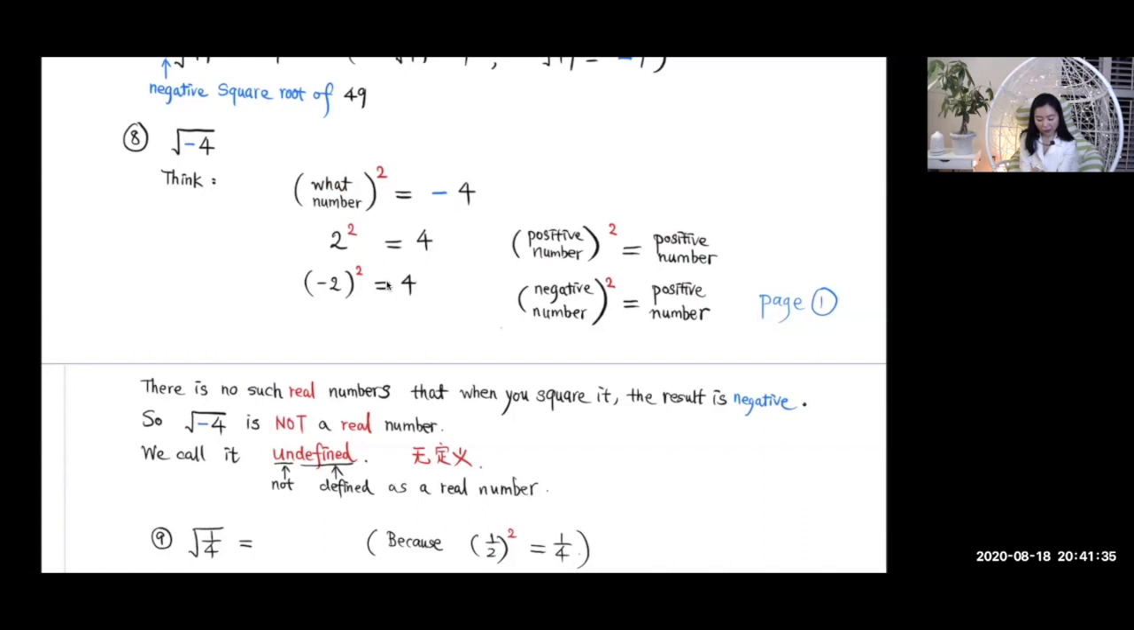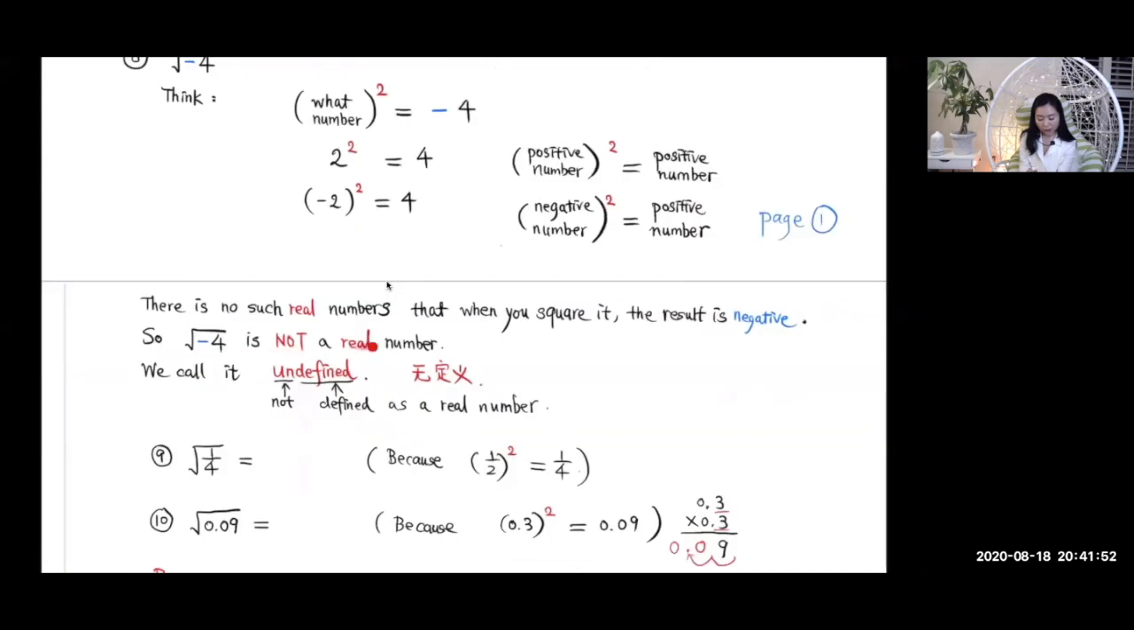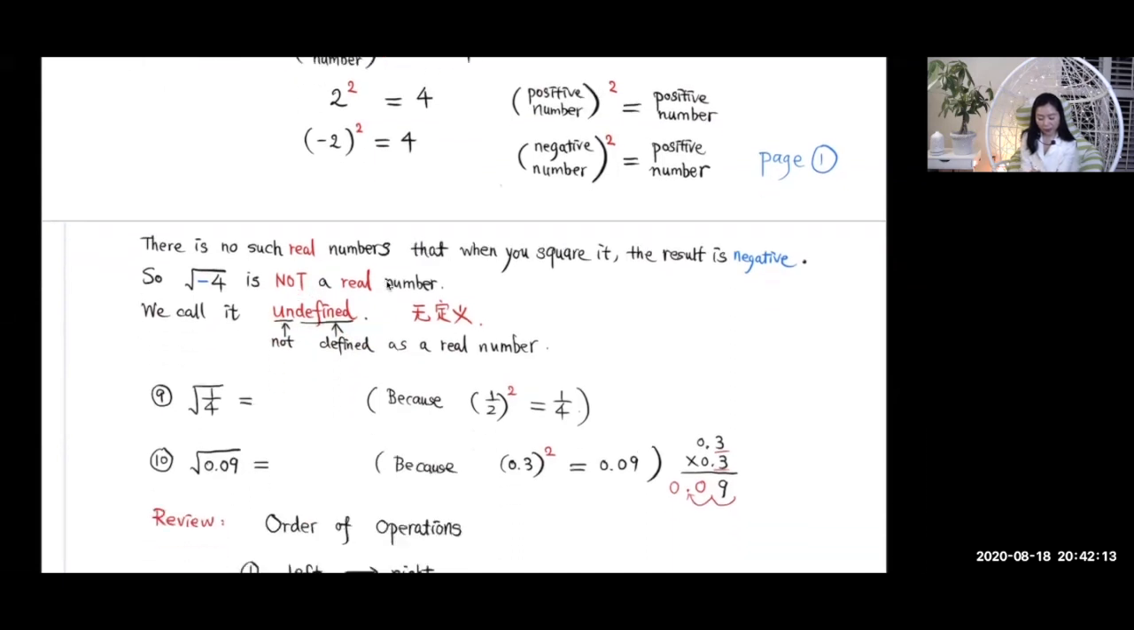So we'll say that the square root of negative 4 is not a real number. In the future you're going to learn it's actually an imaginary number, but it's not a real number. When it's not a real number, we have a short way to write that. We call that undefined. Undefined means it's not defined as a real number. So today you learn about undefined.